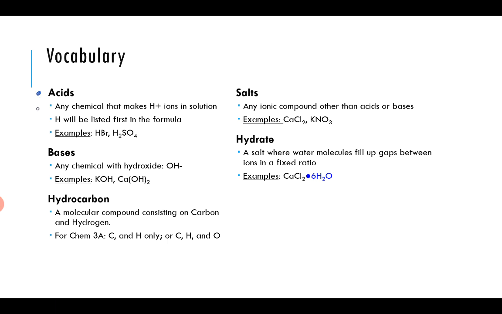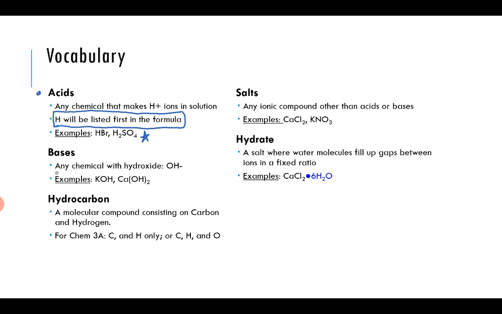Acids, we learned in chapter 3, are compounds that produce H+ ions when they're dissolved in solution. Acids can either be weak electrolytes or strong electrolytes, depending on how many H+ ions they produce in solution. When we're looking at chemical formulas, we are looking for hydrogen to be listed first as our clue that it's an acid. Examples: HBr is hydrobromic acid. H2SO4 is sulfuric acid.